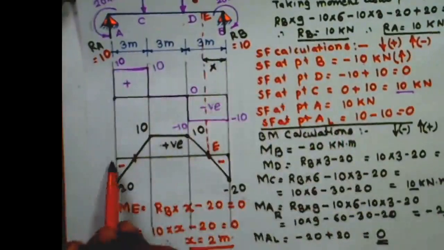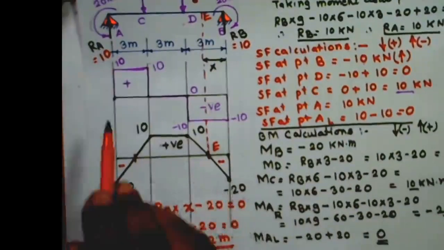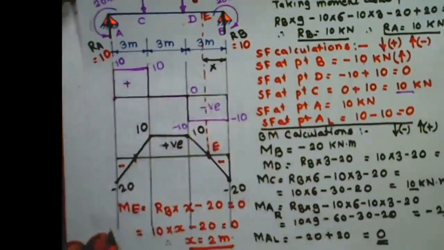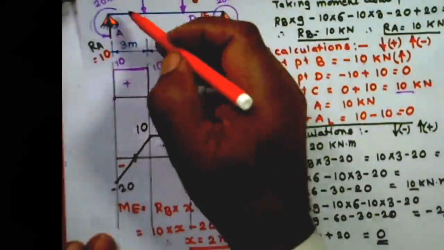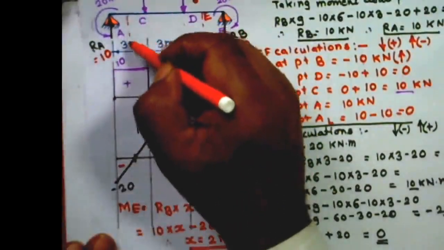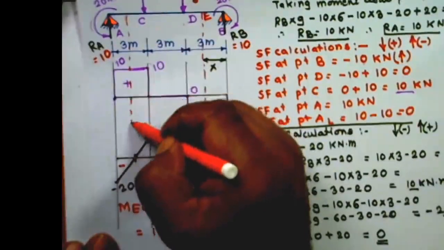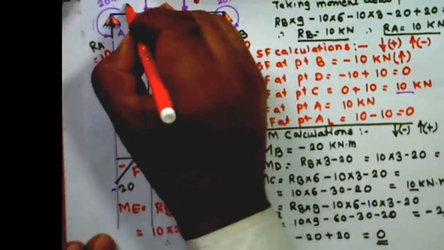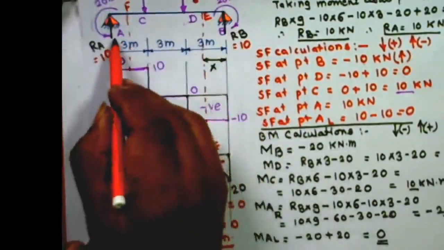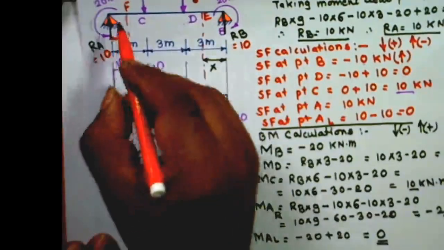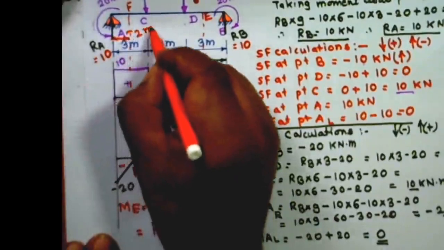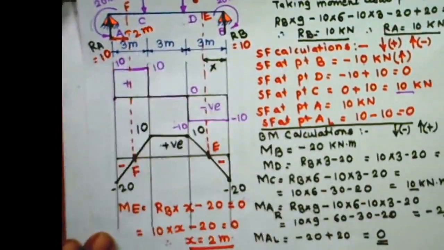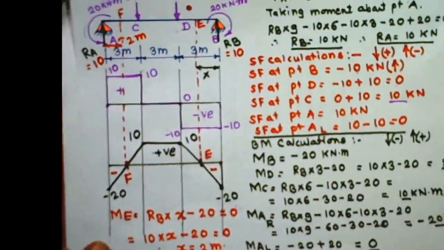In that case both dimensions are equal, symmetry is there. So if we calculate this distance from the left hand support to that point, if I say this point is F, again you will get this distance equal to 2 meter, due to the symmetry of the figure. Okay.